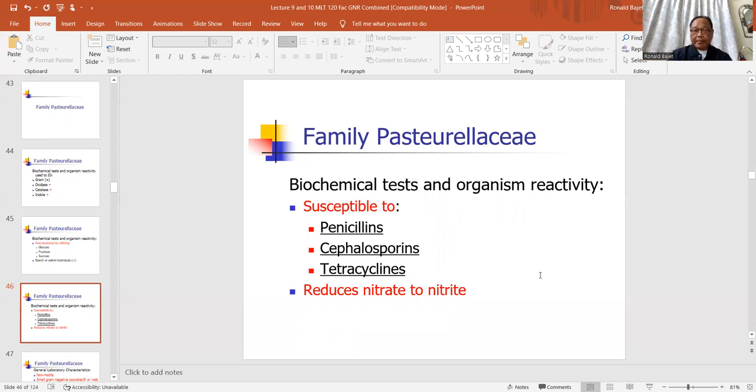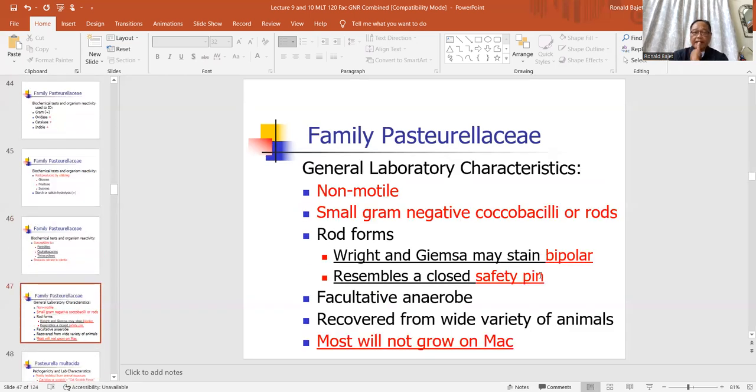Similar to Enterobacteriaceae, Pasteurella reduces nitrate to nitrite, but it's not Enterobacteriaceae because it's oxidase positive. Okay. It's non-motile. It has no flagella, the small gram-negative coccobacilli or rods. And on Wright-Giemsa stain, it has bipolar staining and it resembles a closed safety pin, just like Yersinia. Make sure you know that bipolar safety pin, but there are other organisms that do it. But for Pasteurella, on staining it resembles bipolar or safety pin.